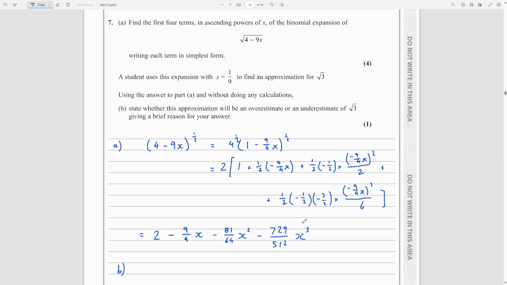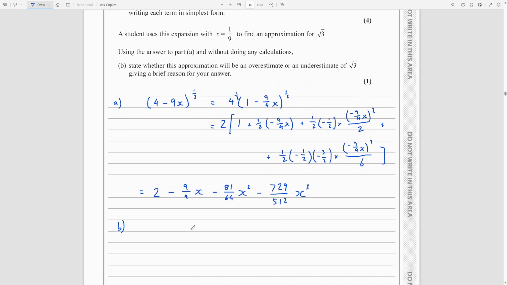So it means that if I stop at any point, my answer will always be a bit bigger than the real answer. The real answer would be if you continued this forever, subtracting more and more little bits. So you can say that if you stop at any point, which we have done, it's an overestimate, since all terms after the first are negative. So pay attention when they tell you not to do any calculating, because you could waste a lot of time subbing 1/9 into this.